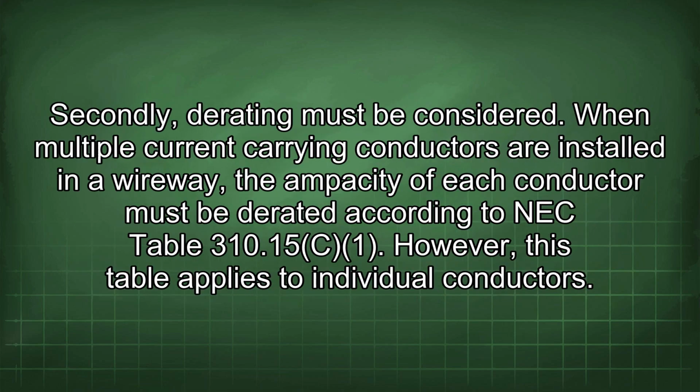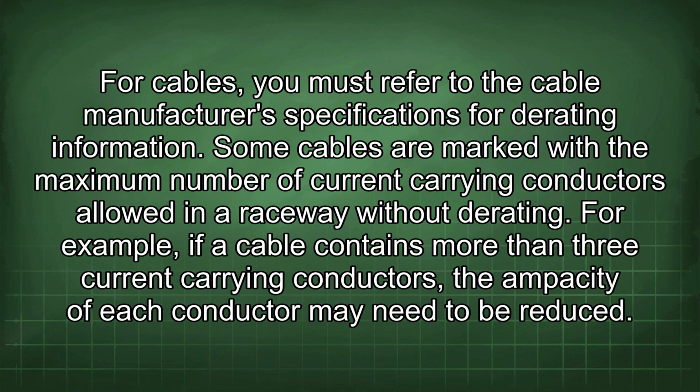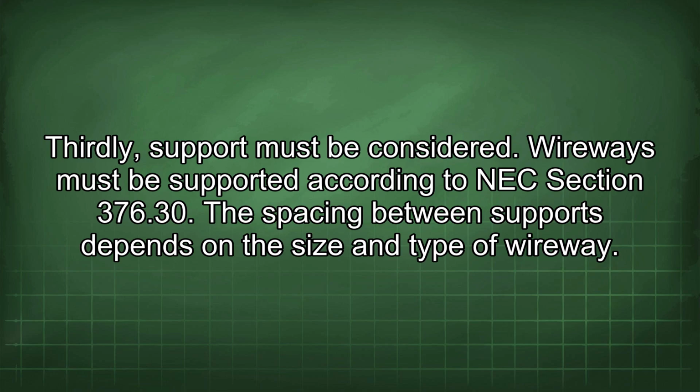Secondly, derating must be considered. When multiple current-carrying conductors are installed in a wireway, the ampacity of each conductor must be derated according to NEC Table 310.15. However, this table applies to individual conductors. For cables, you must refer to the cable manufacturer's specifications for derating information. Some cables are marked with the maximum number of current-carrying conductors allowed in a raceway without derating. For example, if a cable contains more than 3 current-carrying conductors, the ampacity of each conductor may need to be reduced. Thirdly, support must be considered.